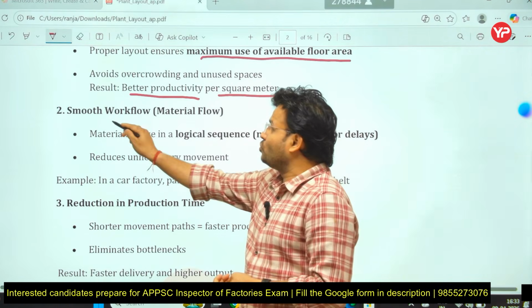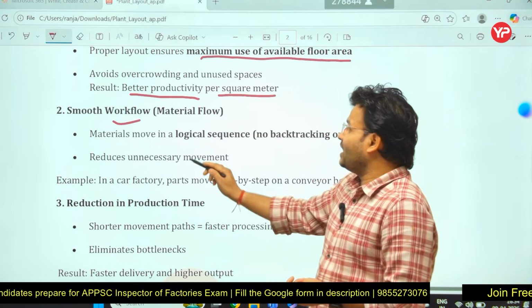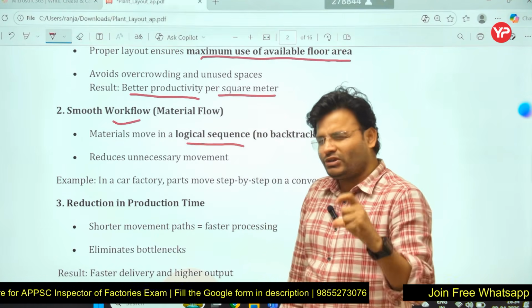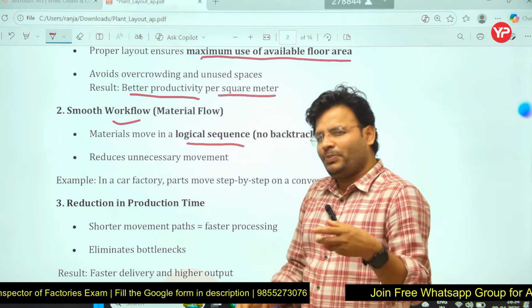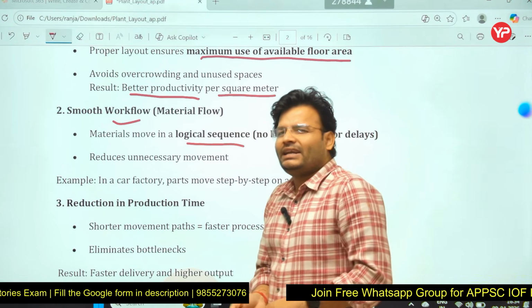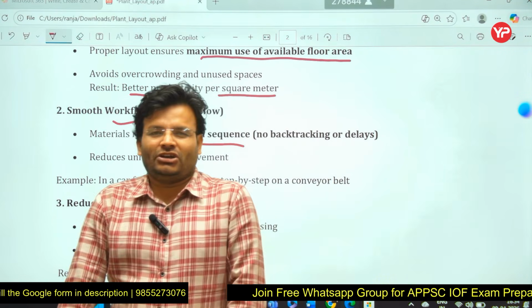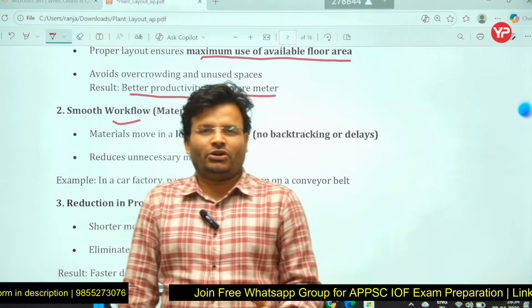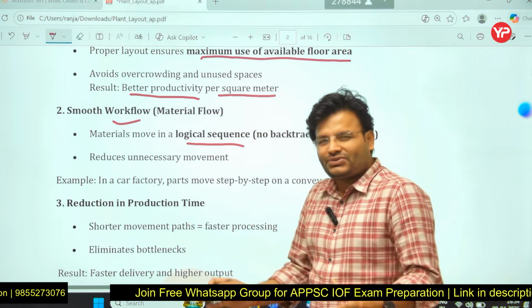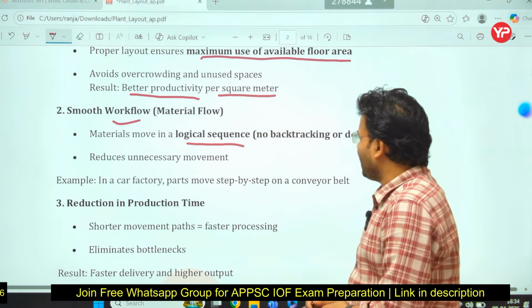What is another advantage of plant layout? A smooth workflow, with material moving in a logical sequence. What sequence could that be? Which types of layout are there? It could be line layout, process layout, fixed layout, or a combination. So there are different types of layout, and I will discuss all of them.